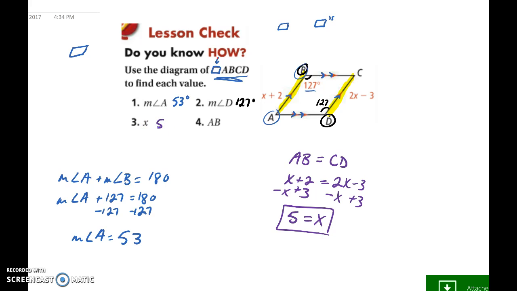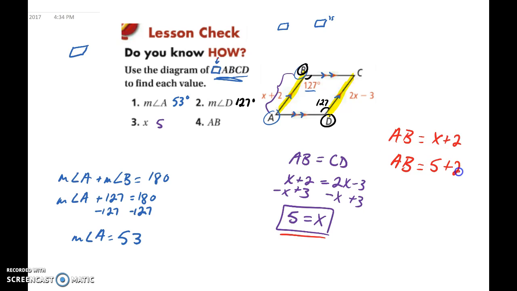And then if I want to solve for AB, all I got to do now is just plug in X for what X was equal to. So we know that AB, let me use a different color that I haven't used yet. So we know that AB is equal to X plus 2. Well, we just solved that X is equal to 5. So AB is equal to 5 plus 2, and AB is equal to 7. All right, so that's using pretty much all the properties to solve some of these problems.